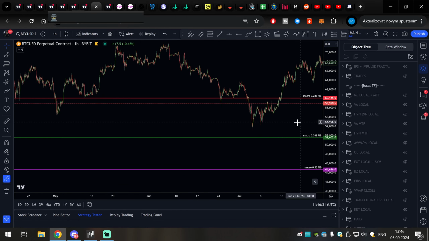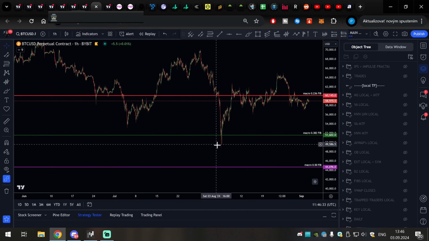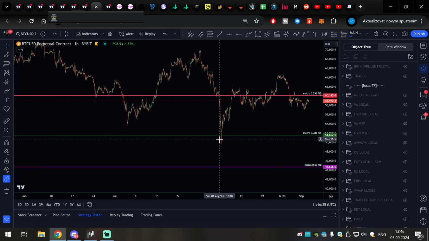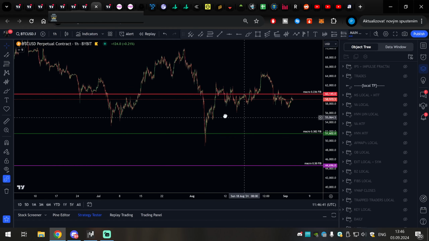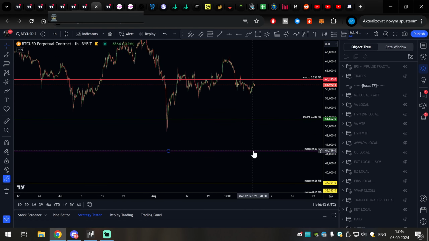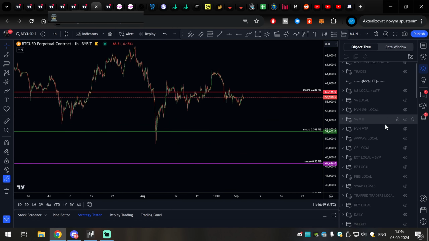Then we have 0.382 in the future retest. Here we are, big area. That's the thing, if you are watching macro levels, you also need to zoom out and view the market as an area. And in the future we have macro 0.5 FIB at 44,700. Again, new area in the future. Be aware.